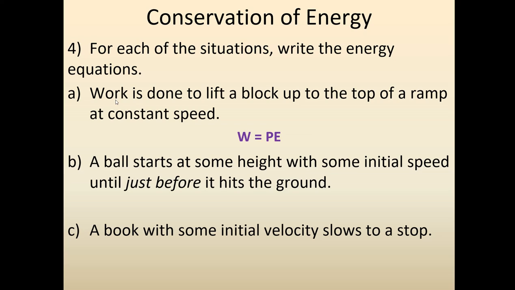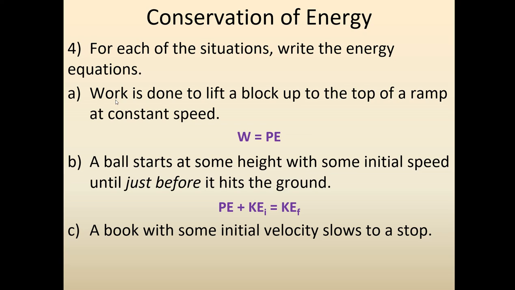Is there work being done? No. Is there friction or energy lost? No. Is there a spring? No. So my equation will look like this: PE plus KE equals KE. So we're going to have two different kinetic energies, one for the initial speed and one for the final speed.